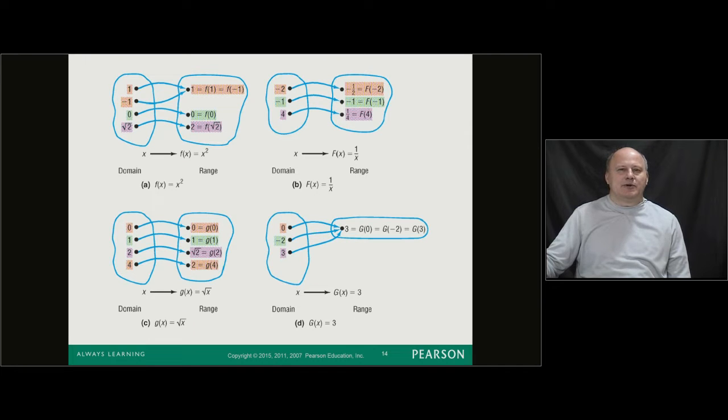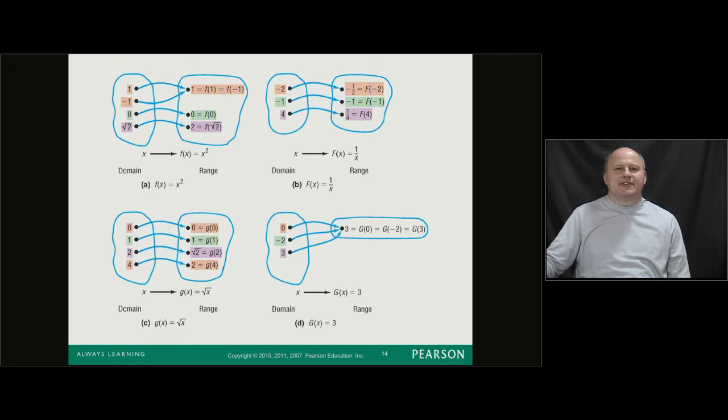Then on the next one, we have another function. It's the square root of x. When you take the square root of those numbers, you get those outputs. I think that last one's 4 there, and the square root of 4 is 2. So 4 gives me 2 here.